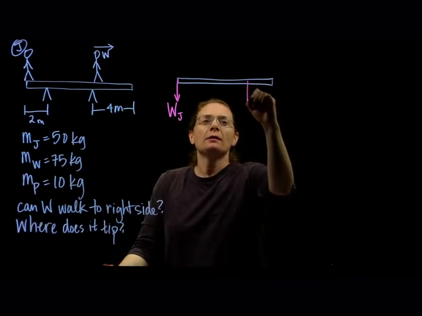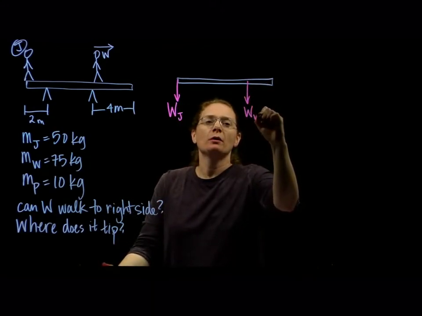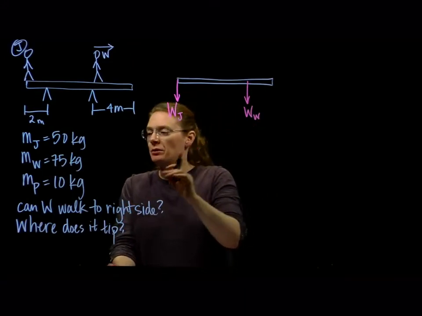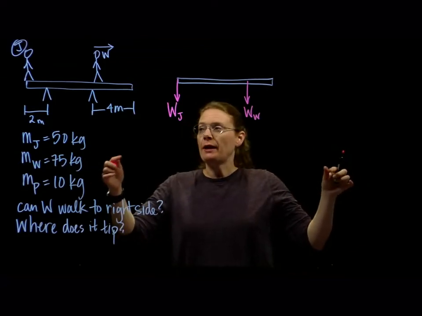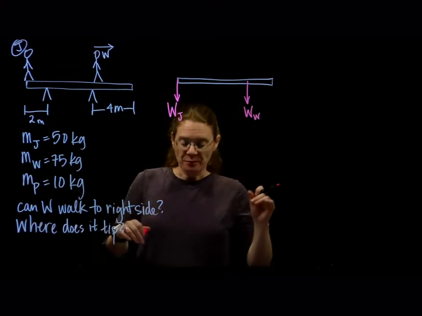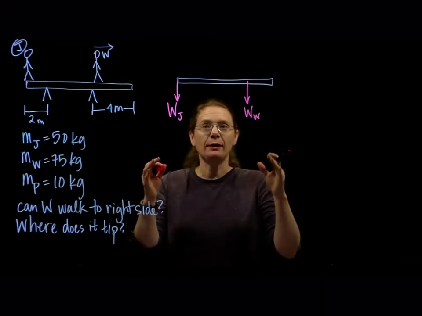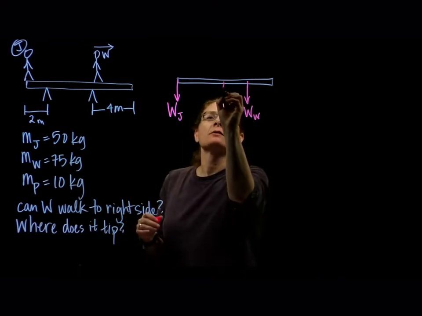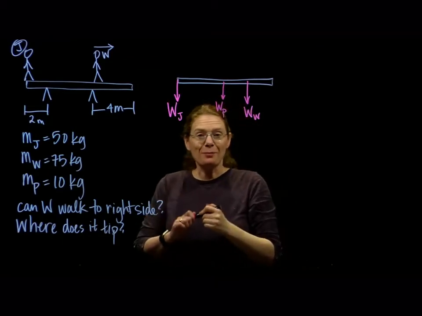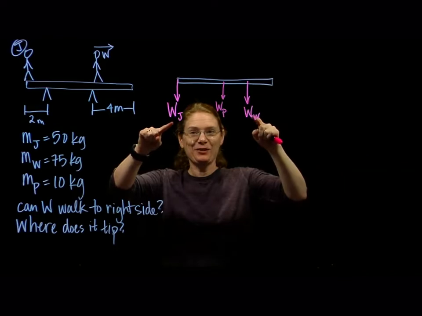And we're going to have the weight of Wooster acting down somewhere. We're not sure where. The weight of the plank, if it's a long uniform plank, in most of these cases you can assume it's a long uniform object. That means the force of gravity is going to act right in the middle. So we've got the weight of the plank itself. And don't stop there, because this thing isn't in equilibrium.